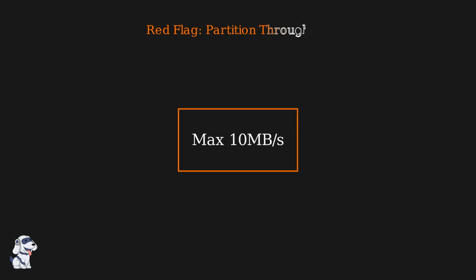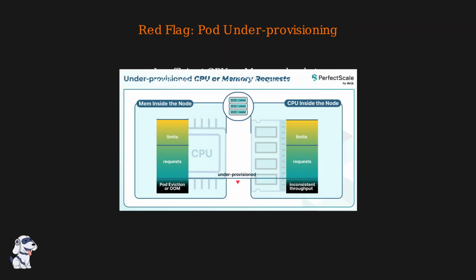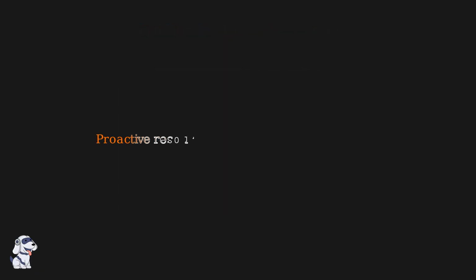Second, never push more than 10 megabytes per second through a single partition. Exceeding this triggers significant replication latency and broker instability. Finally, beware of under-provisioning your Kubernetes pod resources. Insufficient memory or CPU requests inevitably lead to pod eviction and out-of-memory errors during spikes. Proactive resource planning is the only way to prevent these bottlenecks and maintain high system reliability.